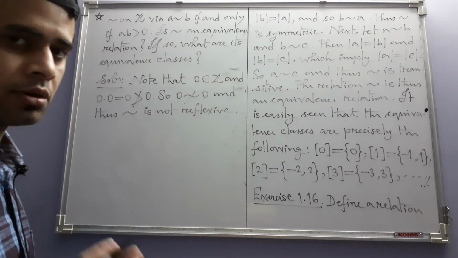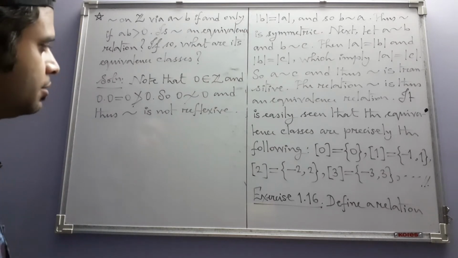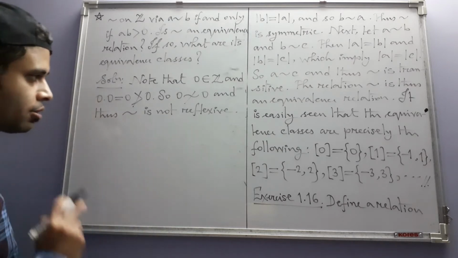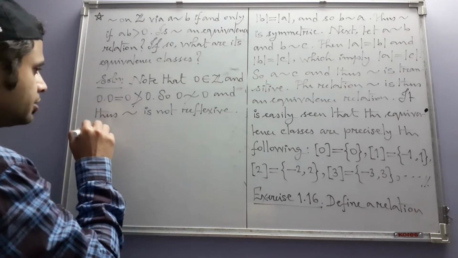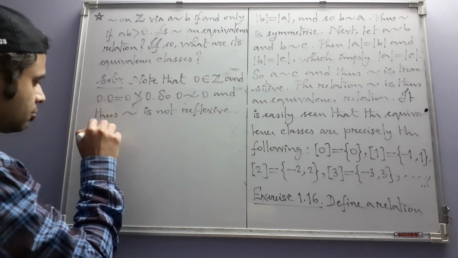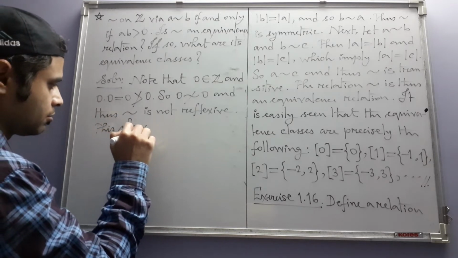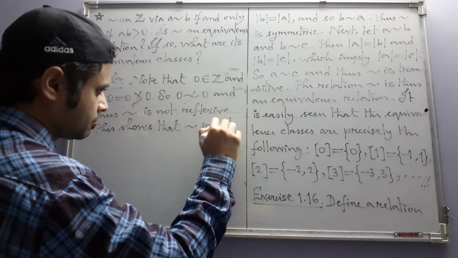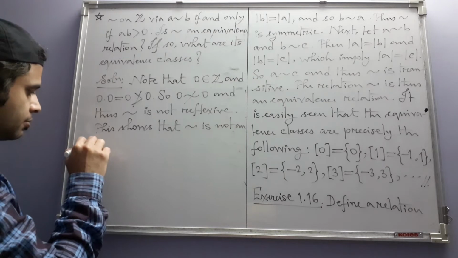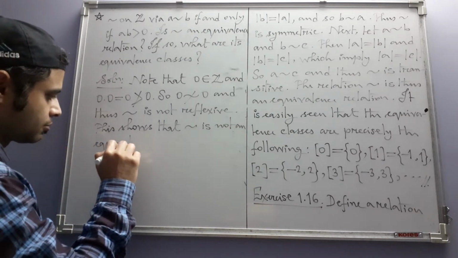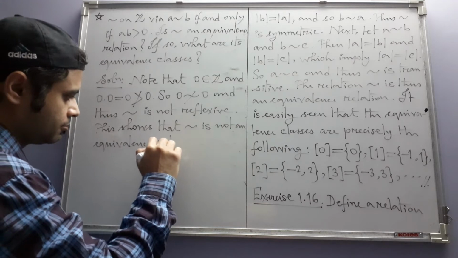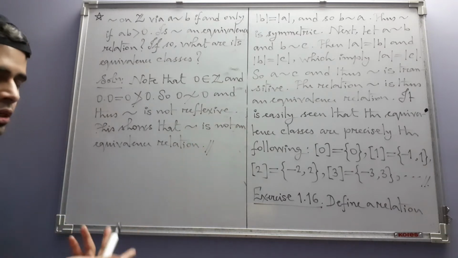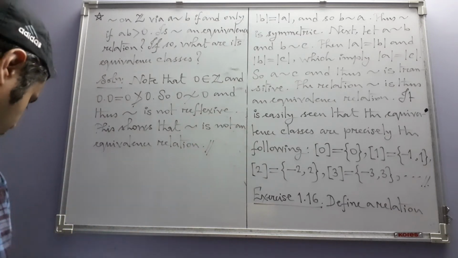One of the three conditions is not being satisfied, so automatically we don't have to look at the others. This is not reflexive, which means it is not an equivalence relation. So the story ends here itself. No question of equivalence classes.